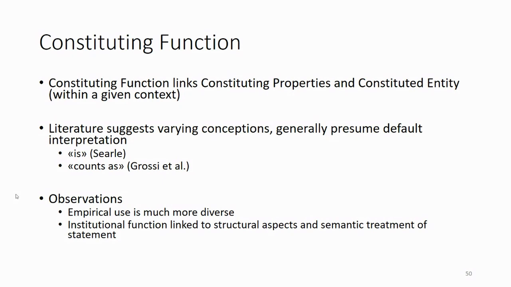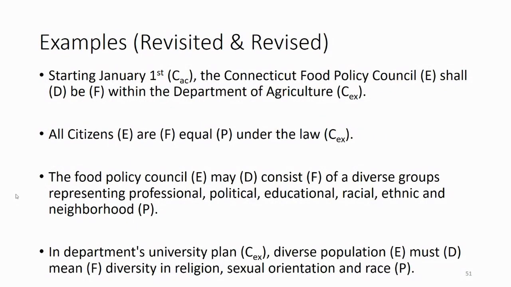We are, of course, interested in capturing institutional statements from an empirical perspective, and we'll find a much greater diversity in practical use that we seek to capture in the coding of institutional statements more explicitly. And that's why we are interested in exploring how far we can annotate and then characterize semantically what this constituting function actually does with respect to the associated components. So to do that, we first of all revisit some of the examples we had earlier.